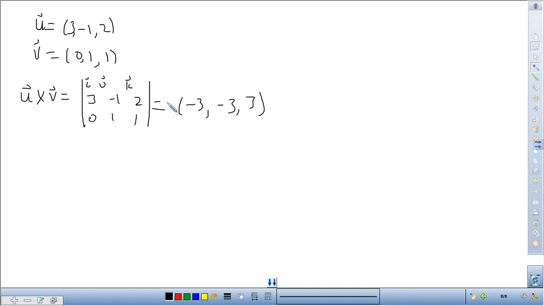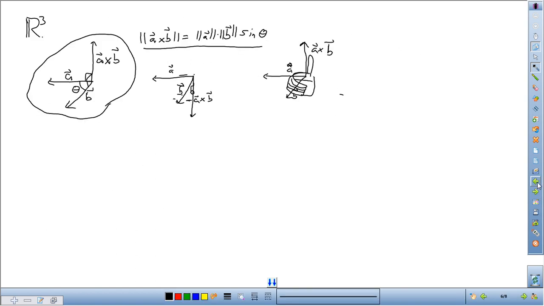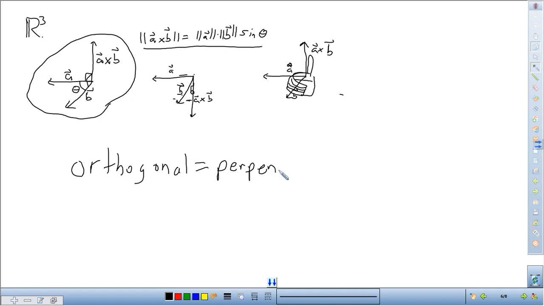Now, interesting question. Why do we care? What is the point of cross products? Like I explained in the beginning, let me go back a few pages here. We have that the cross product of two vectors gives us a third vector that is orthogonal or perpendicular. Let me write that down. Orthogonal. This is really hard to do. That's the same as perpendicular.